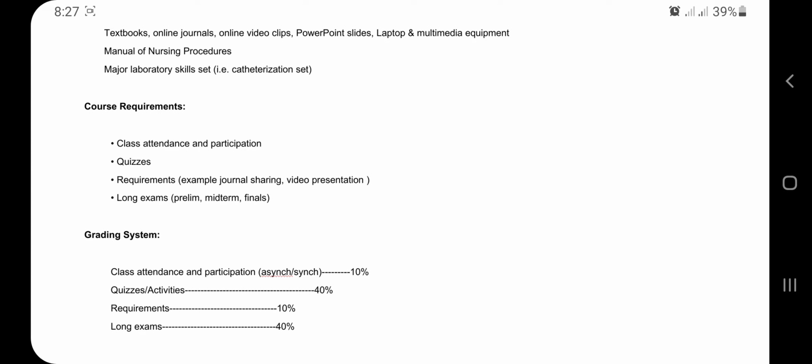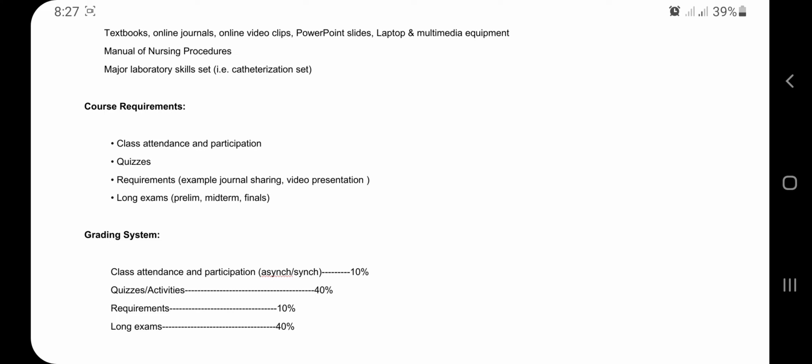So this is my grading system for class attendance and participation. It's either asynchronous or synchronous. Again, for asynchronous, I assess class attendance by whether you watch my video and comment on it. In the comment section of my upload, you say what you learned from the video, or at least discuss one topic I mentioned. Keep it brief, it doesn't need to be very long. That is 10%.